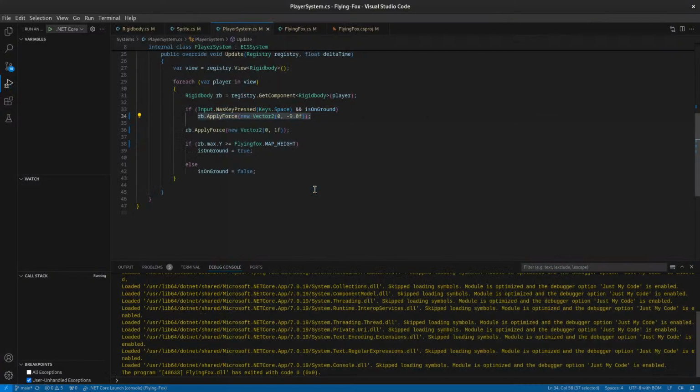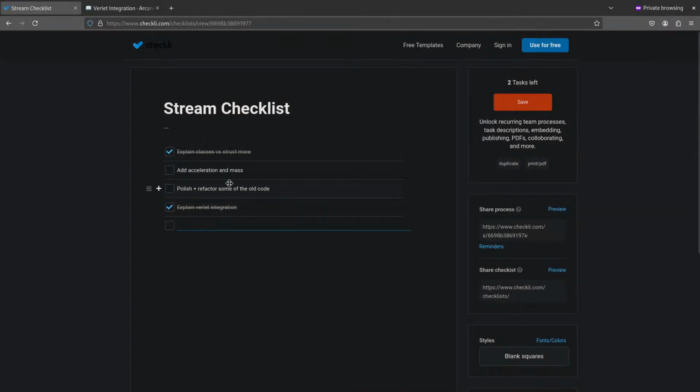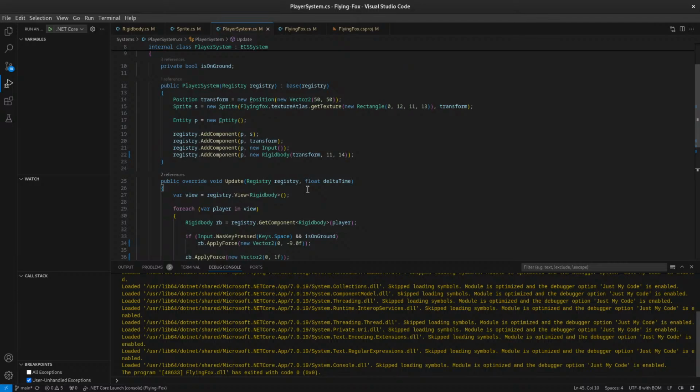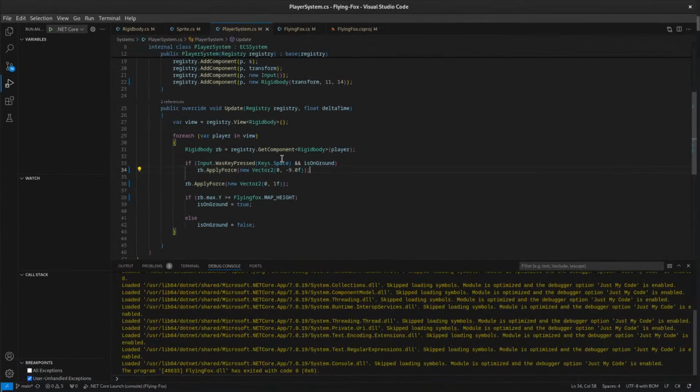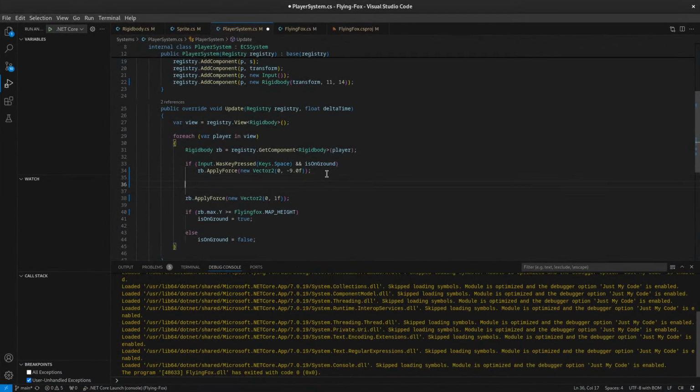Let's see, on our list, what's our next goal? Polishing. Oh, this is done. Polishing and refactoring of old code. I think we refactored pretty nicely. I thought we were going to take a little bit longer to do all of this, so we're just going to add other stuff.